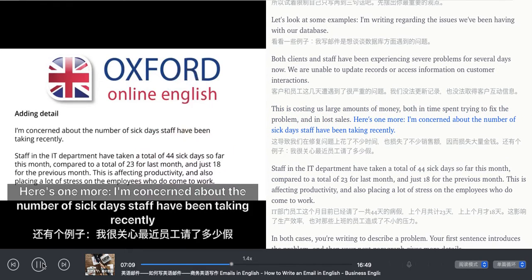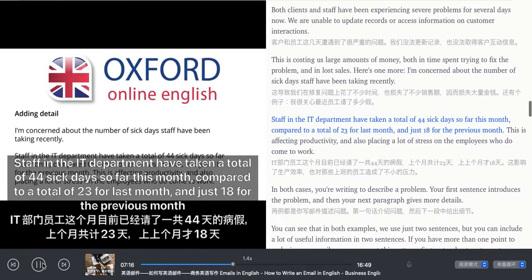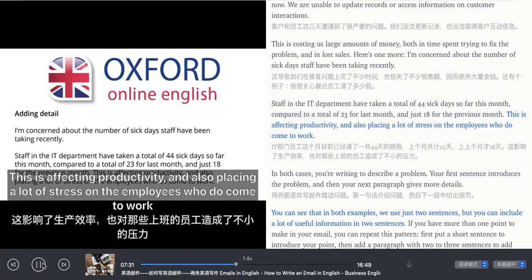Here's one more. I'm concerned about the number of sick days staff have been taking recently. Staff in the IT department have taken a total of 44 sick days so far this month, compared to a total of 23 for last month and just 18 for the previous month. This is affecting productivity, and also placing a lot of stress on the employees who do come to work.